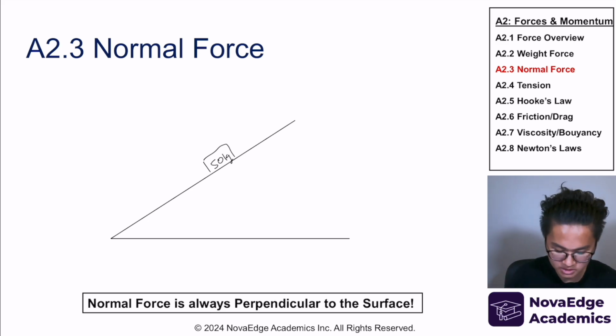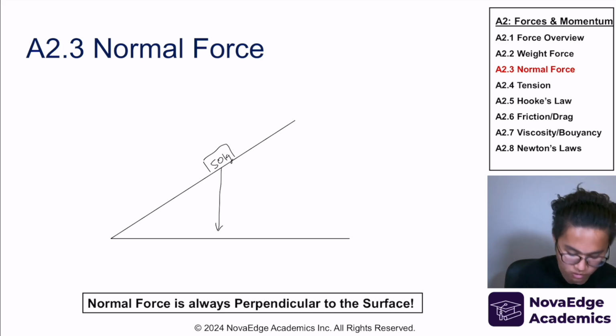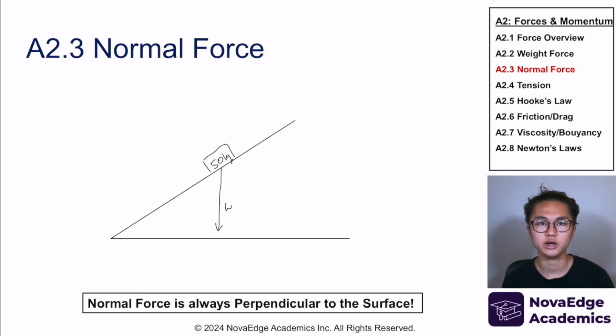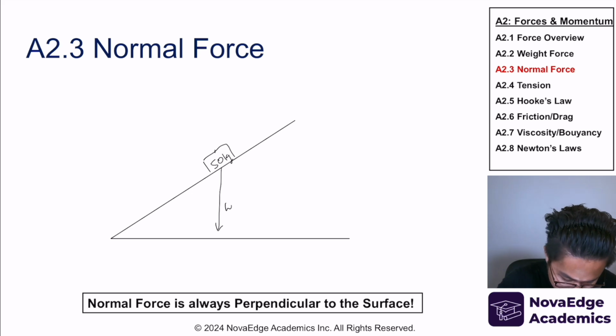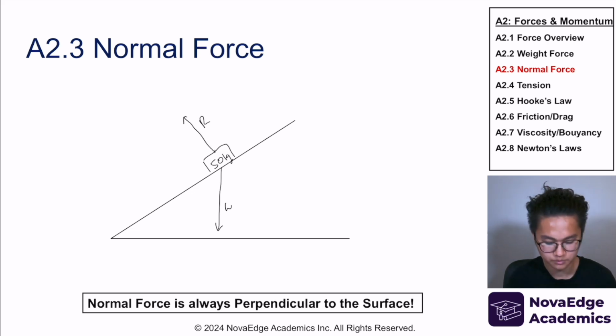For example, in this case, we have the weight force always going straight down, right? We also have the normal force. But remember, normal force is always perpendicular, right? So perpendicular to the surface means this way, okay? Now, for the normal force, there isn't really a formula we can just plug in like mg, right? So we have to evaluate the weight force first, okay?